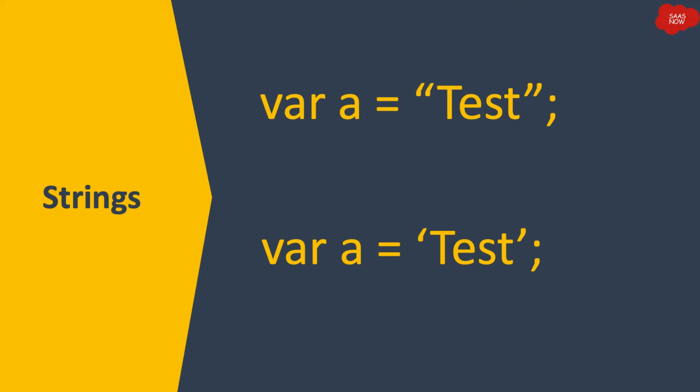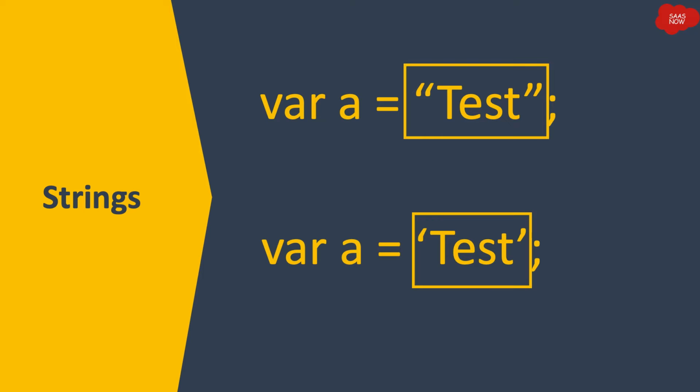Strings. When you define string values in JavaScript, you have to use double quotes or single quotes. The value should start with a quote and end with a quote. It can be double or single, which will make it a string. Like this, you can see test and test. Both are strings, but one is with single quote and another one is double quote.